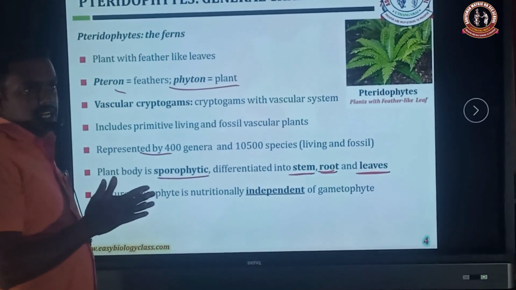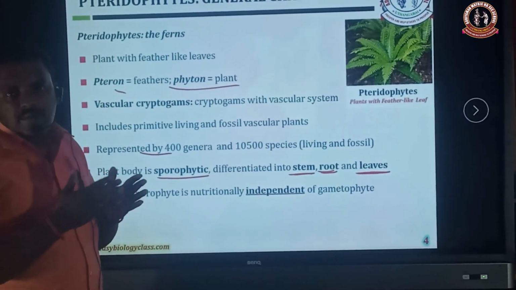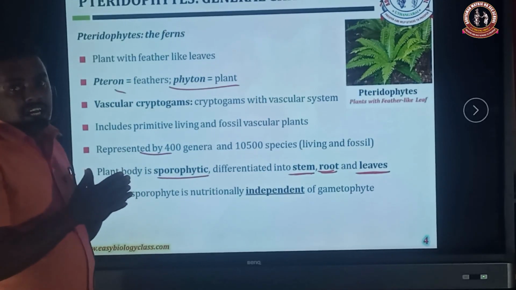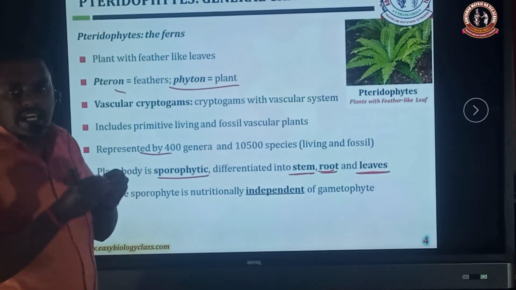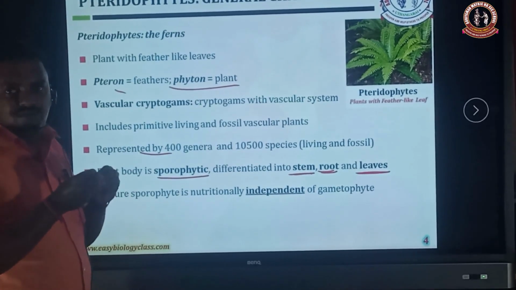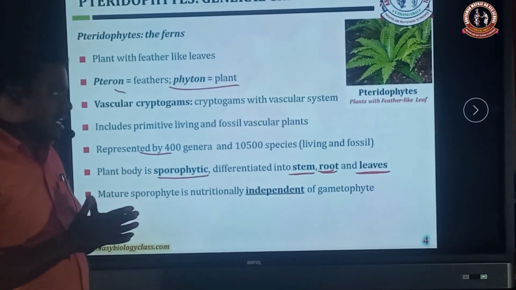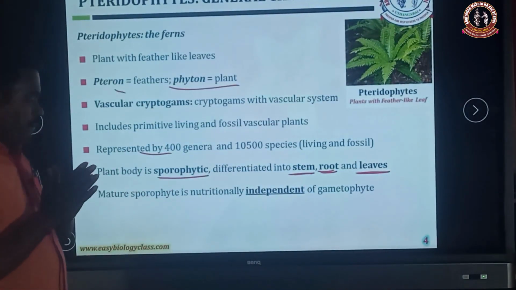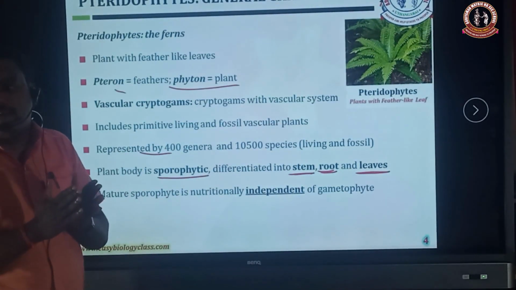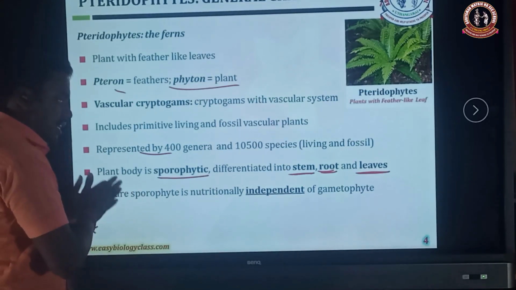Especially in thallophytes, the plant body is not differentiated into root, stem and leaves. But in bryophytes, slightly modified structures are present, differentiated into three parts. Then next one, the mature sporophyte. Already I told you that the sporophyte is the diploid condition.